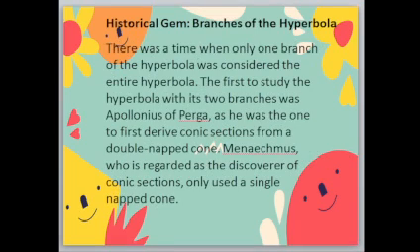So we will go to the historical gem, the branches of the hyperbola. There was a time when only one branch of the hyperbola was considered the entire hyperbola. The first to study the hyperbola with its 2 branches was Apollonius of Perga, as he was the first to derive conic sections from a double-napped cone. Menaechmus, who is regarded as the discoverer of the conic sections, only used a single-napped cone.